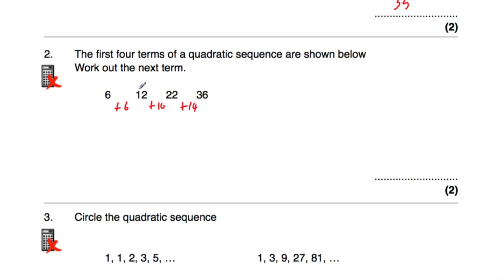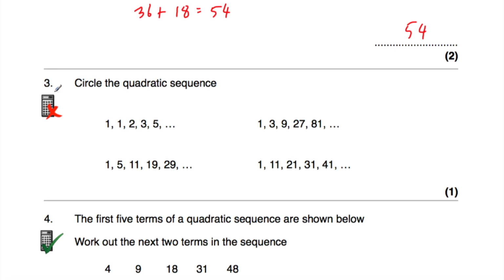To get from 6 to 12, we add 6. To get from 12 to 22, we add 10. And to get from 22 to 36, we add 14. So the numbers we're adding are getting bigger by 4 each time, because we're adding 6, then 10, then 14. That means our next one would be add 18. If we do 36 plus 18, we'll find the next term in this quadratic sequence. 36 plus 18 is equal to 54. So the next term in the quadratic sequence would be 54. And that's it, 54.